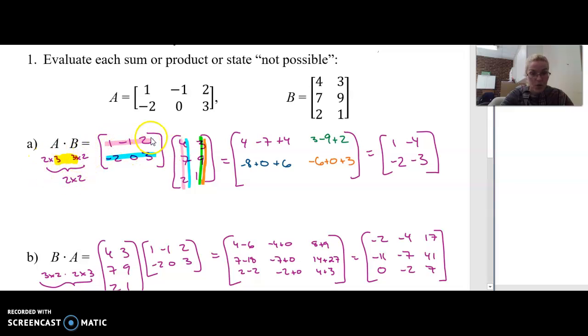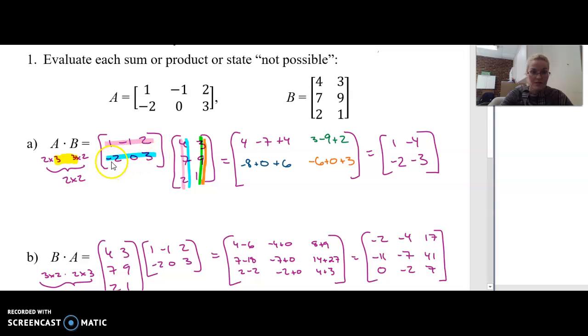And so if I go row times column, so 1 times 4 is 4, negative 1 times 7 is negative 7, 2 times 2 is 4. Add those all up, and I get positive 1. If I go row times my second column, first row times second column is going to give me my first row, second column entry. So 1 times 3 is 3, negative 1 times 9 is negative 9, 2 times 1 is 2, 3 minus 9 plus 2 is negative 4.